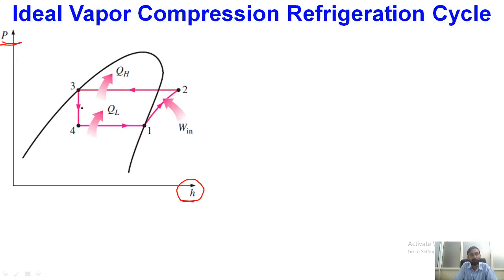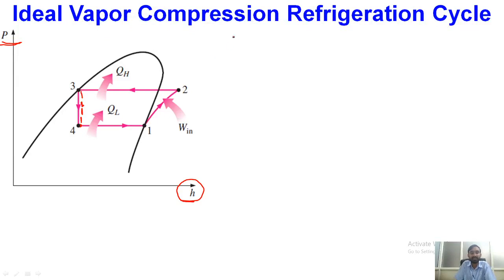Now this process 3 to 4 is actually an irreversible process. So in actual practice, we will not represent this process with a continuous line; rather, we should represent it with a dotted line. When plotting an ideal vapor compression refrigeration cycle on any property diagram, we represent all the processes with continuous lines. Only process 3 to 4 we always represent with a dotted line, because it is an irreversible process.